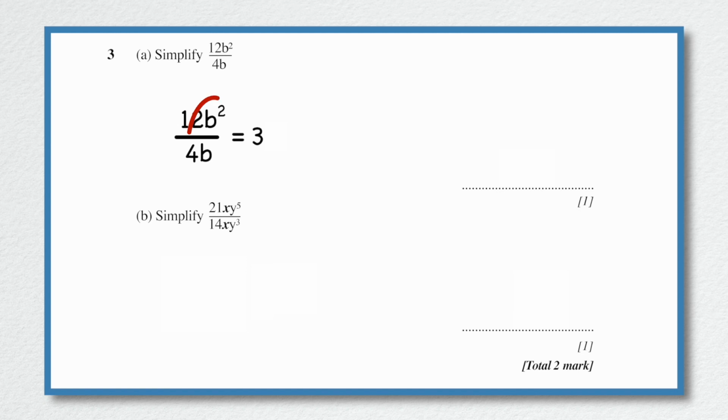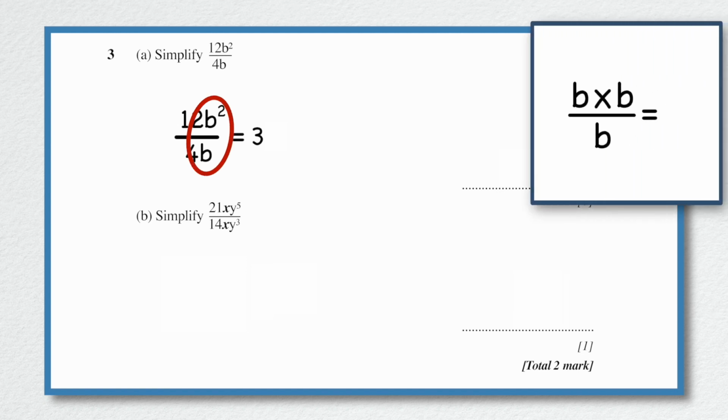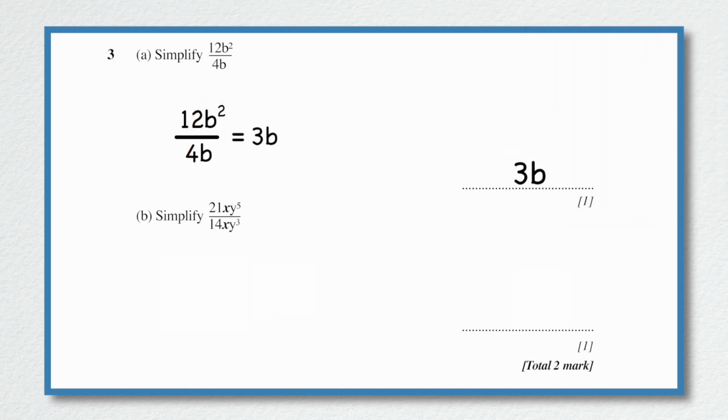Now let's look at b squared over b. Think of it as b times b over b. And of course this simplifies to b. So the answer is 3b. And part B, simplify 21x y to the power of 5 over 14x y to the power of 3. Looking at the coefficients, we have 21 and 14.